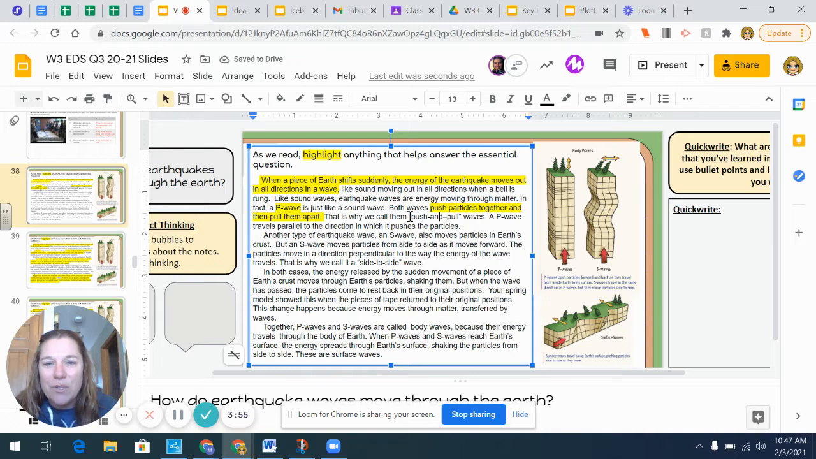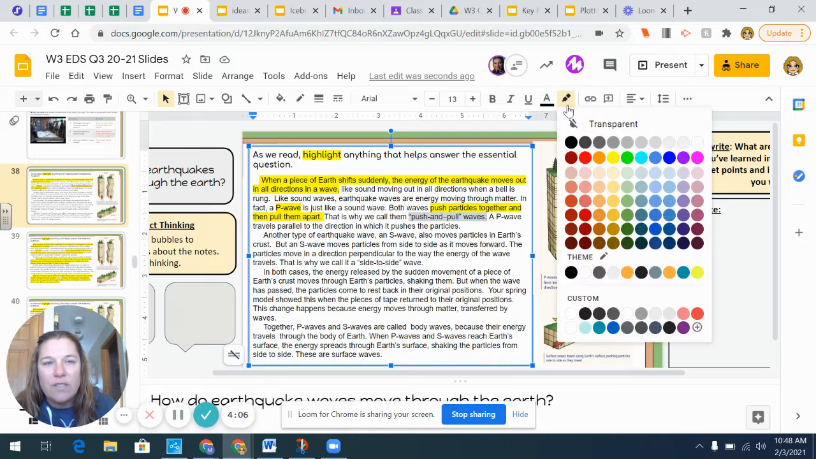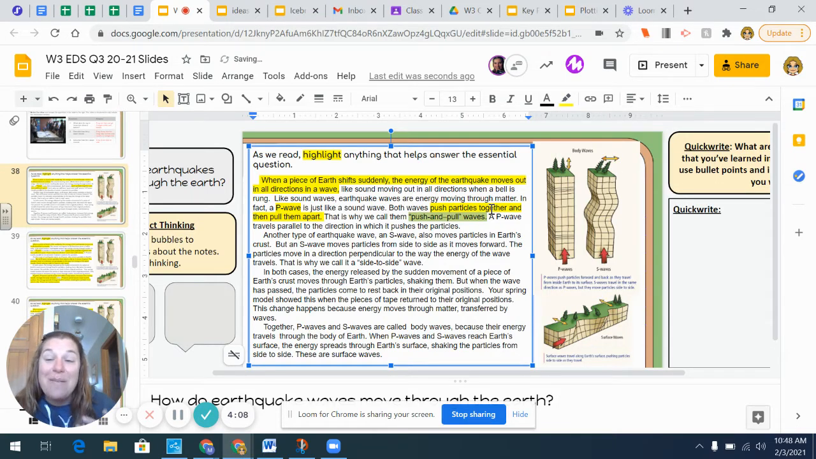That's why we call them push and pull waves. A P wave travels parallel to the direction in which it pushes the particles. So I'm going to do this. Push and pull waves, I think, is important. It's just really handy that they named them like that, the push and pull waves are called P waves, which is nice. A P wave travels parallel to the direction in which it pushes the particles. Another type of earthquake wave, an S wave, also moves particles in the Earth's crust. But an S wave moves particles from side to side as it moves forward.